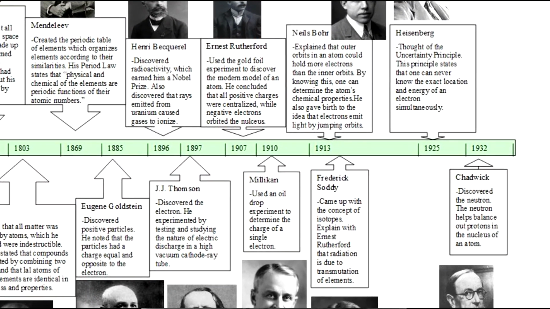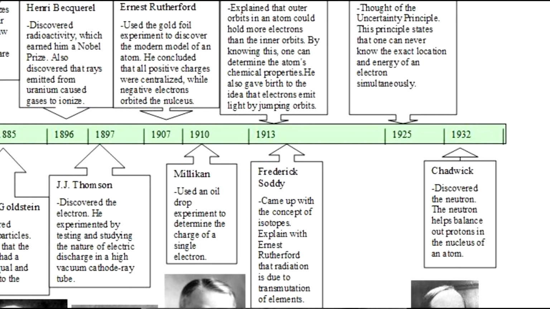Now in the timeline of the atom's discovery and the way we picture it today, Bohr made his discovery right before Frederick Soddy thought of isotopes, and after Millikan did the oil drop experiment to determine the charge of an electron. Bohr's discovery that there were more electrons in the outer orbit than the inner orbit revolutionized the way we see the atomic model today. This led to knowing an atom's chemical properties and Heisenberg's uncertainty principle.